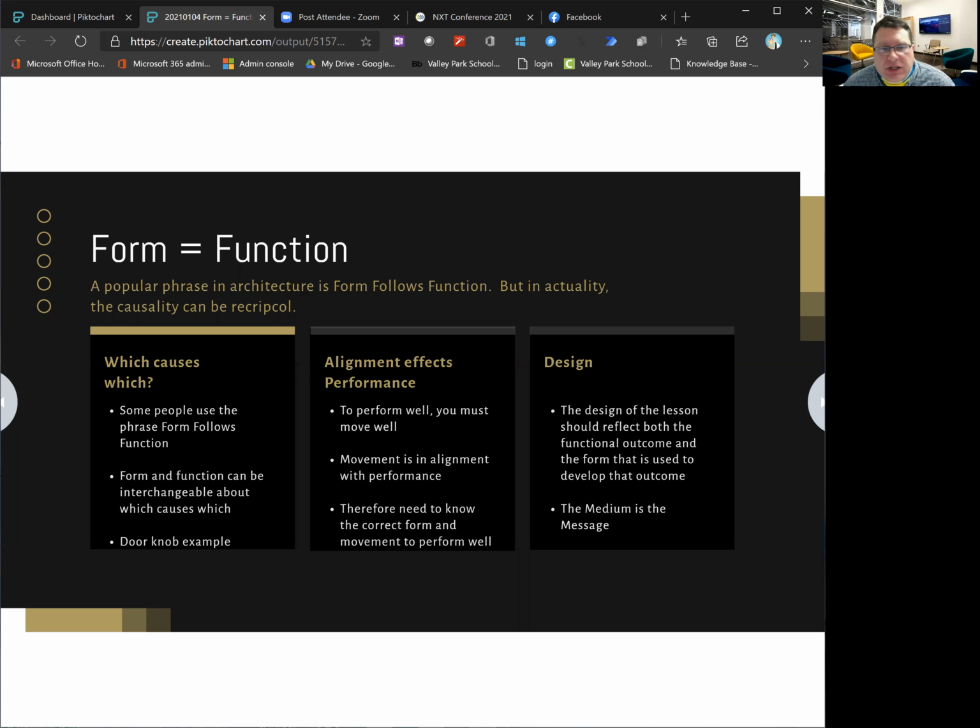So part of the consideration of form equals function is the aesthetics. And in our situation right now with the pandemic, we're online. So trying to understand how that relates, what that medium is within that form and function. Because a lot of times that medium influences that message so much that it becomes the message.